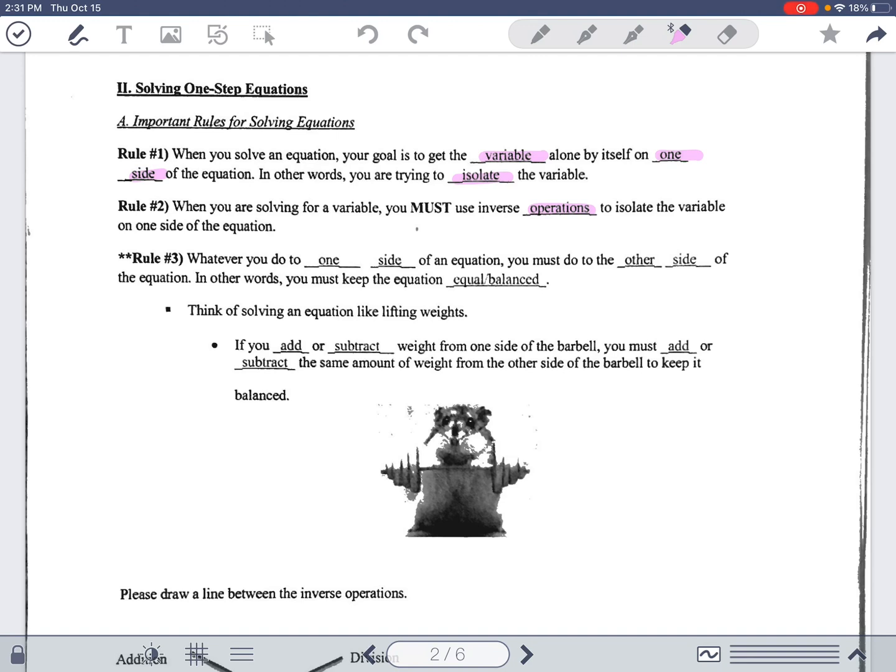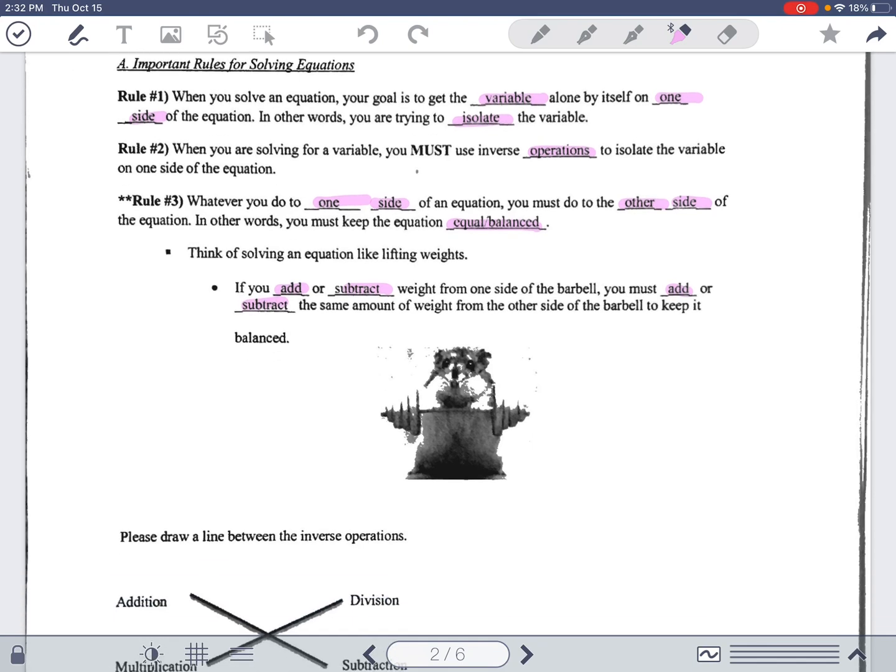I'll explain that. Rule number 3, whatever you do to one side, it's like a balance of an equation, you must do to the other side of the equation. In other words, you must keep the equation balanced or equal. Think of solving an equation like lifting weights. If you add or subtract weight from one side of the barbell, you must add or subtract the same amount of weight from the other side to keep it balanced.